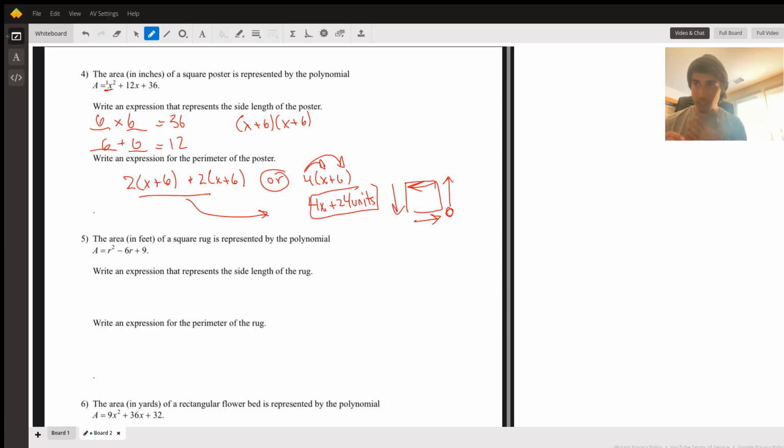All right, both of those ways are correct. As long as you arrive at the answer, that's what I'm worried about. I'm not worried too much about how you get there, as long as you're doing good math along the way.